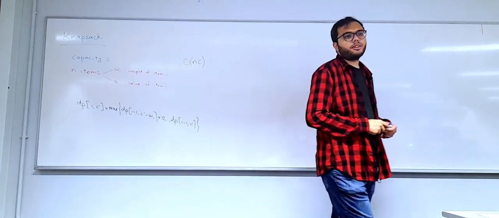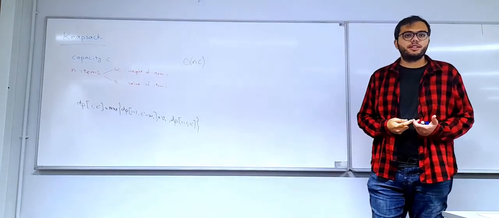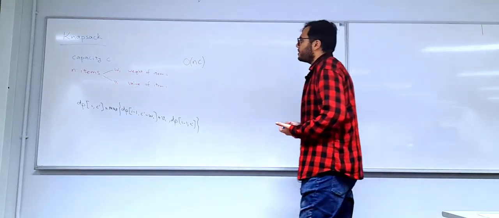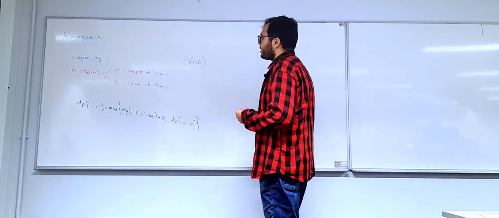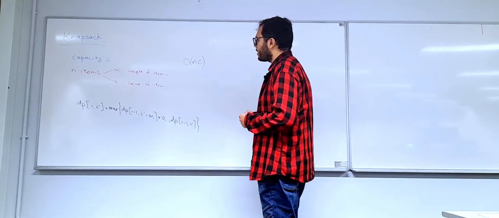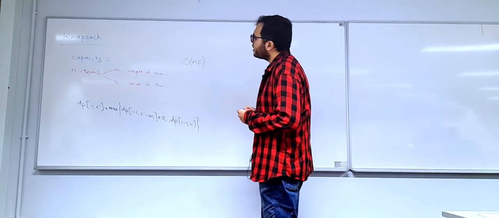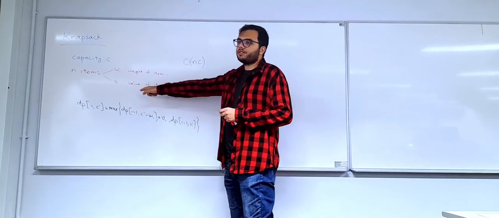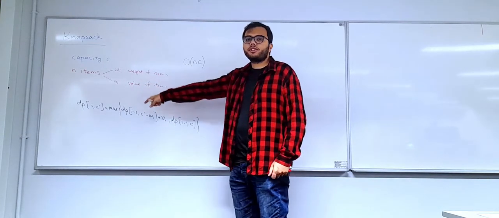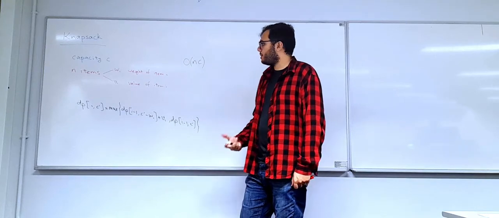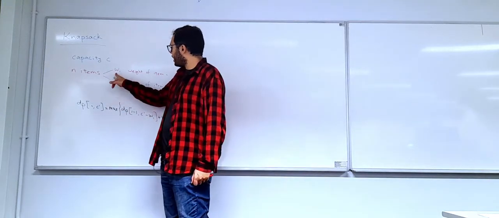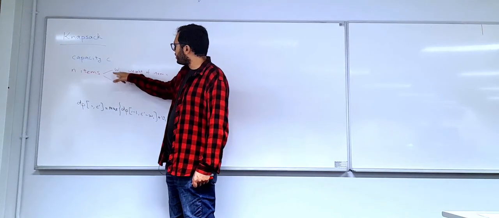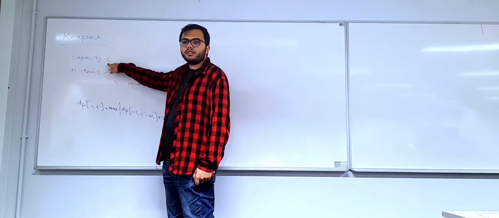Now, is this a polynomial time algorithm? You see, when we say that some algorithm's runtime is in P, or some problem is in P, we analyze the runtime based on the length of the input. But what is the length of our input here? In my input, I have two n numbers, which are the weights and values. But I just have a single number C here.